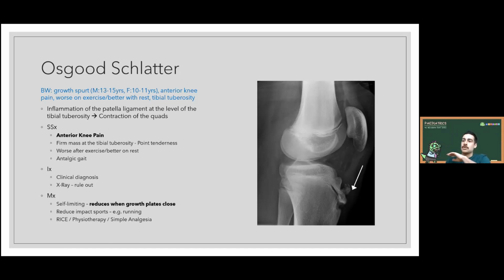So the pain is usually this very specific anterior localized pain on the tibial tuberosity, and you can feel a firm mass on there. And it's worse on exercise, so especially like the squatting or running that involves contraction of your quads. So it's usually a clinical diagnosis and doesn't really need an X-ray, but you can do X-rays to rule out other causes as well. And also once they've grown, their growth plates have fused, then it usually is managed okay and the pain goes away. But you would try to reduce their sports at the time and do a lot of RICE and physiotherapy.